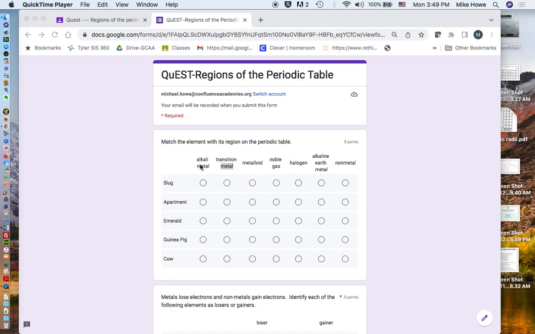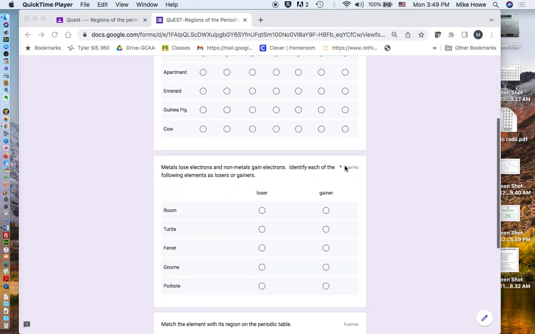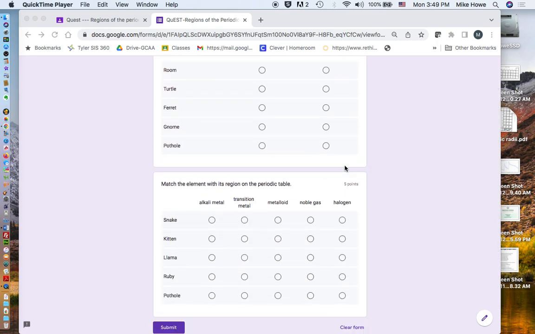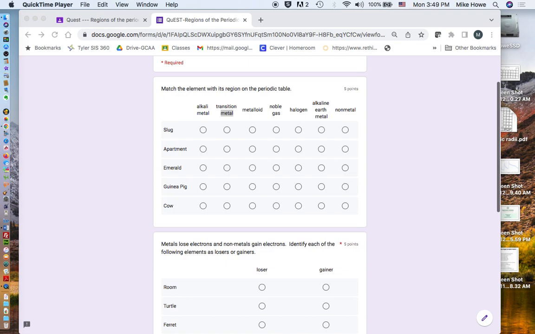This is the part of the test that dealt with regions on the periodic table. So before you can do this, you need to know what the alkaline metals, transition metals, metalloids, noble gases, halogens, and alkaline earth metals are, and where nonmetals and metals are in general. I'm going to run through those quickly before we begin.